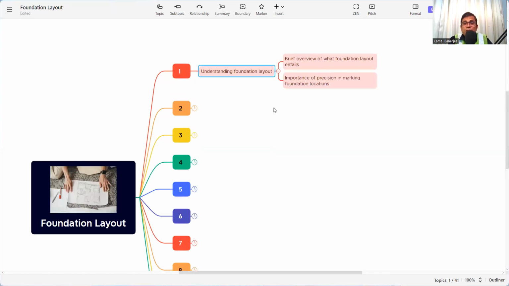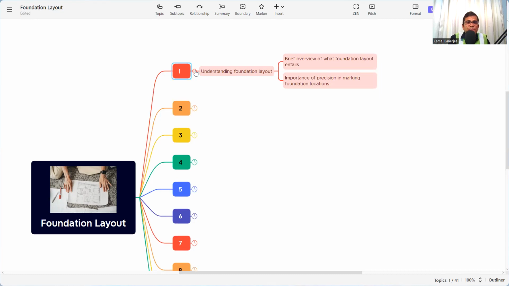First, understanding the foundation layout. That is a brief overview of what foundation layout entails and the importance of precision in marking the foundation location. Whenever we get the foundation layout drawings, we need to know what type of foundation it is. There are different types of foundation: pile foundation, mat foundation, raft foundation. You need to know what type of foundation and what its geometry is, and according to that you need to plan how we will do the foundation layout.